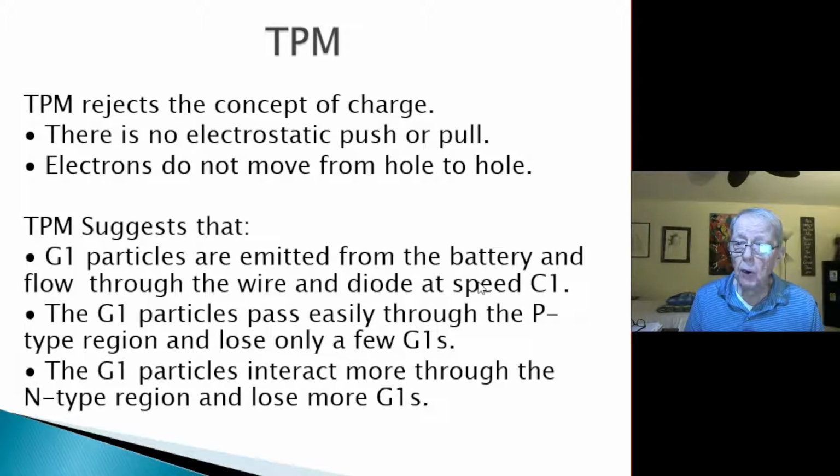C1 is similar to the speed of light, but it comes from the orbital, when the G1 orbits an atom in the battery and then it gets released, it's already moving at this speed c, and it goes through the wires, it goes through the components and back around, moving at speed c1, which is the orbital speed of the G1 particle. The G1 particles pass easily through the p-type region and only lose a few G1s, and we'll go into that here in a minute. The G1 particles interact more through the n-type region and lose more of the G1s.